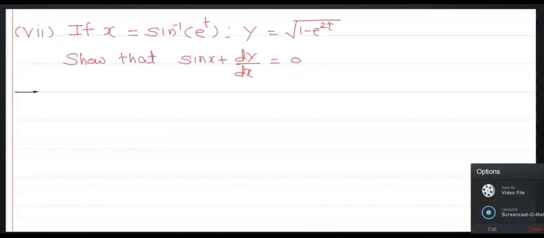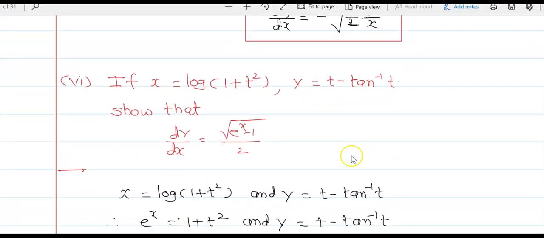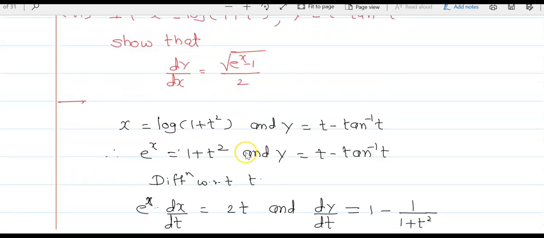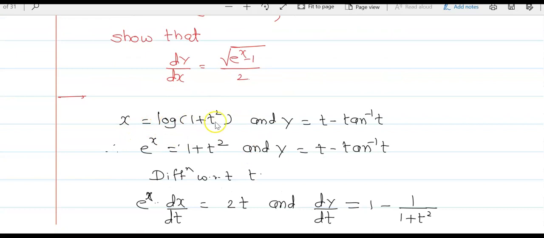Next is, again see this. x is equal to log of 1 plus t square, y is equal to t minus tan inverse of t. Then dy by dx is very complicated, that is root of e raised to x minus 1 upon 2. Now x is equal to log of 1 plus t square, y is equal to t minus tan inverse of t. I had started the derivative, but it is not the case.